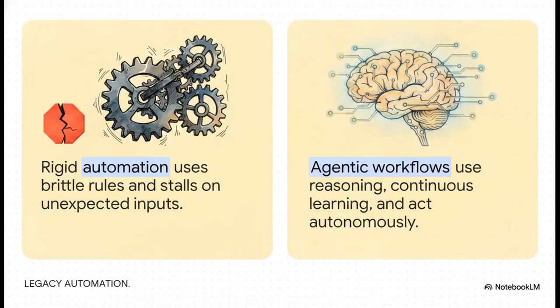Okay, let's dive into this. On one side, you've got legacy automation. You know the drill. It's built on these incredibly brittle if-then rules. The second it hits an unexpected input, boom, the whole process stalls out and just sits there waiting for a human to unstick it. Contrast that with agentic workflows, which are a total game changer. We're talking adaptive reasoning, continuous learning, and actual end-to-end autonomous execution. Instead of blindly following a rigid script, these agents reason through a problem, pull in external data, and adapt on the fly when conditions change.